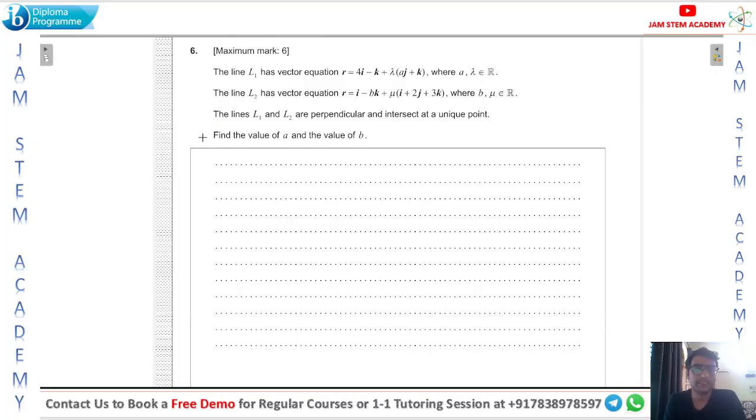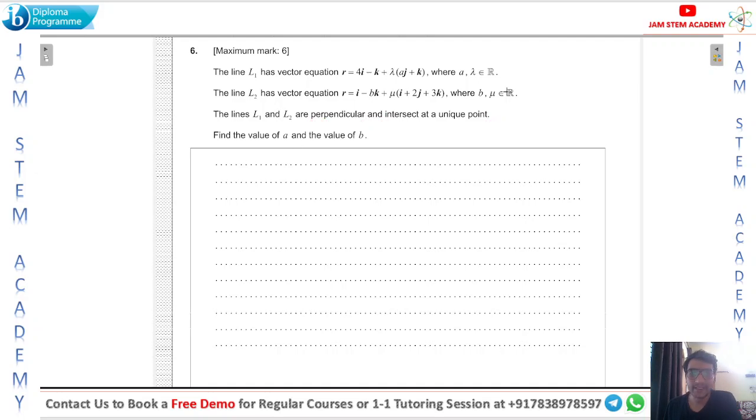Here is the problem. It says the line L1 has this vector equation, and line L2 also has this vector equation, where lambda and mu, and a and b, are real numbers. L1 and L2 are perpendicular. This is the first piece of information, as well as that they intersect at a unique point. So how can we use these two pieces of information to get the values of a and b?